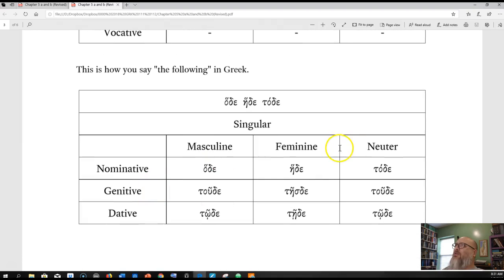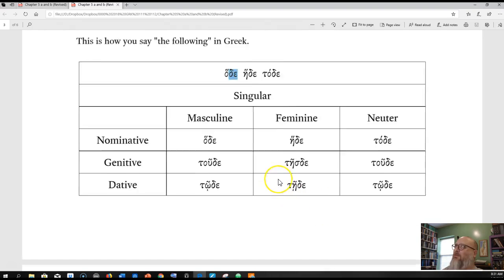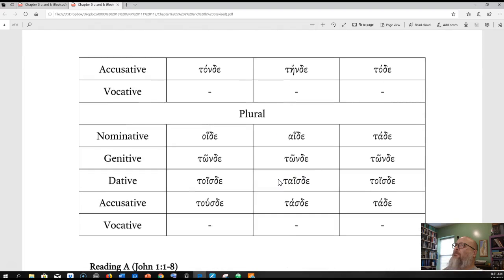And then this chart is like 3 points, because all it is is the word de plus the definite article. Hode, tounde, tode, tonde, hede, tende, tade. So if you know your definite article, then this will become just very easy.